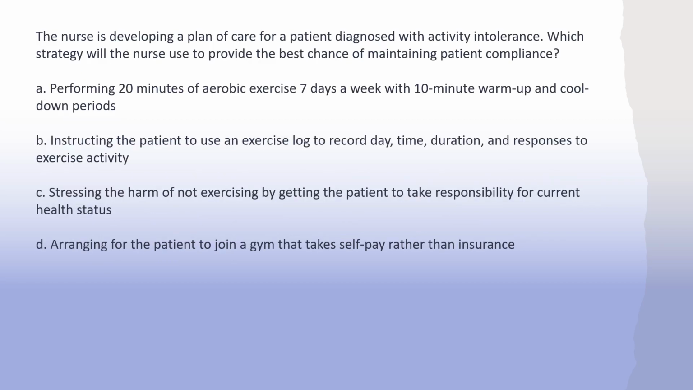The nurse is developing a plan of care for a patient diagnosed with activity intolerance. Which strategy will the nurse use to provide the best chance of maintaining patient compliance? A. Performing 20 minutes of aerobic exercise 7 days a week with 10-minute warm-up and cool-down periods. B. Instructing the patient to use an exercise log to record day, time, duration, and responses to exercise activity.